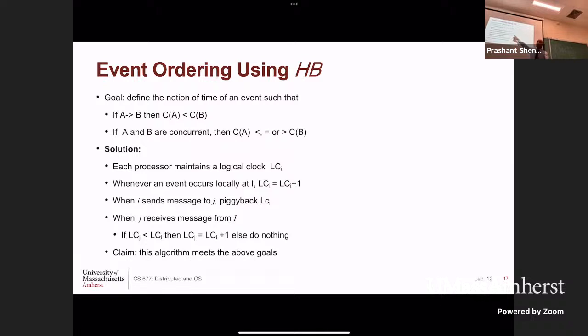So you maintain your logical clock, this integer. Whenever a local event occurs, increment by 1. When process I sends a message to process J, you send your clock value. When J receives that message, if its clock is already higher, fine, otherwise you will do the max. Is this clear?